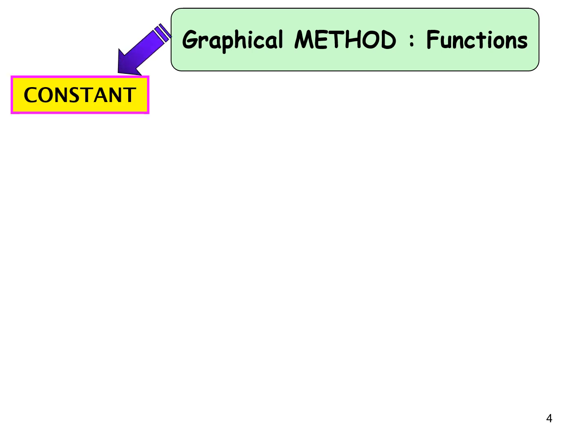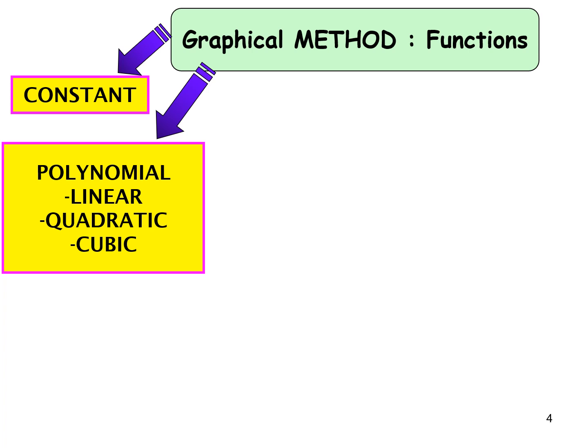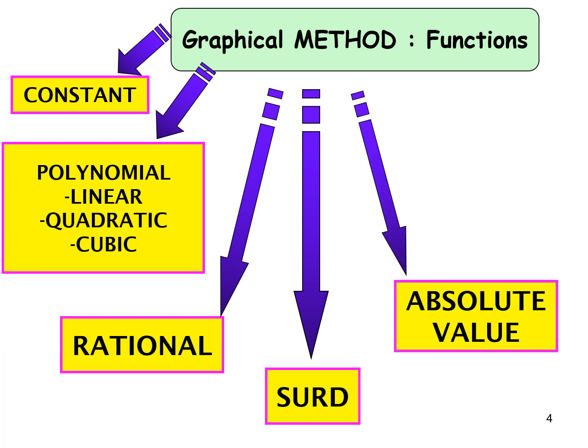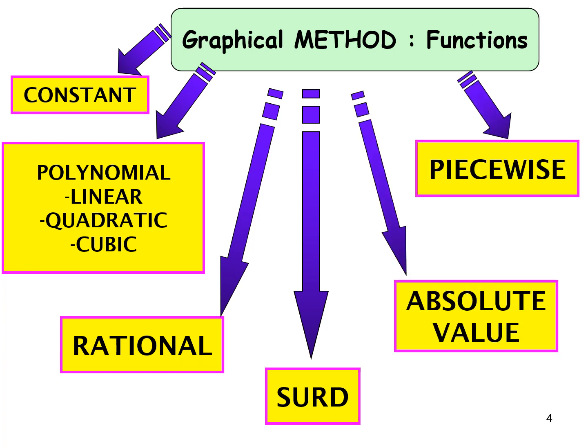We look at the functions for the graphical method. We are going to use first the constant function, then polynomials, which consist of linear, quadratic, and cubic functions, rational functions, or sometimes we call it reciprocal function, absolute value function, and the last part is piecewise function. A piecewise function is a function that consists of a few functions.